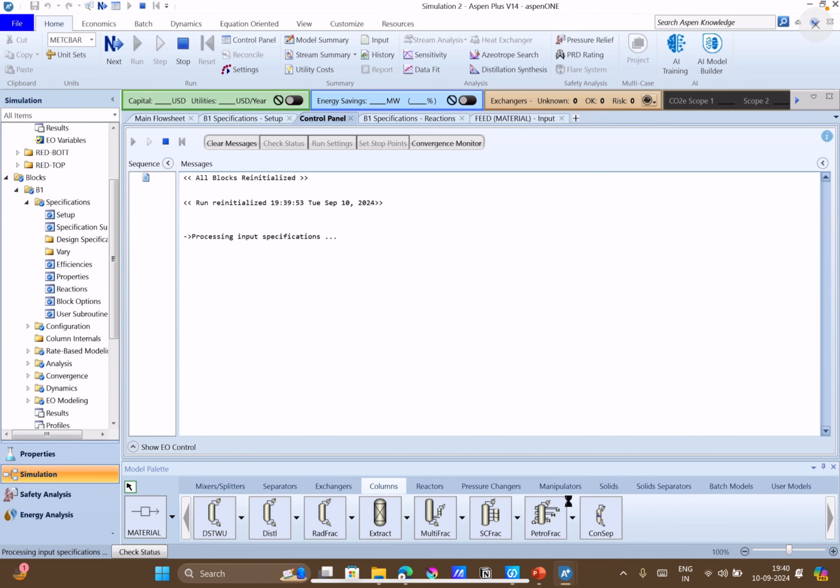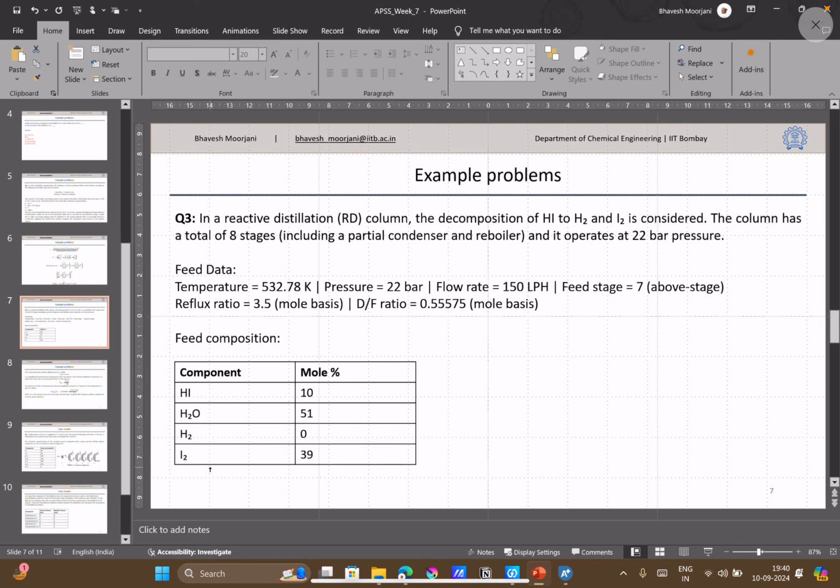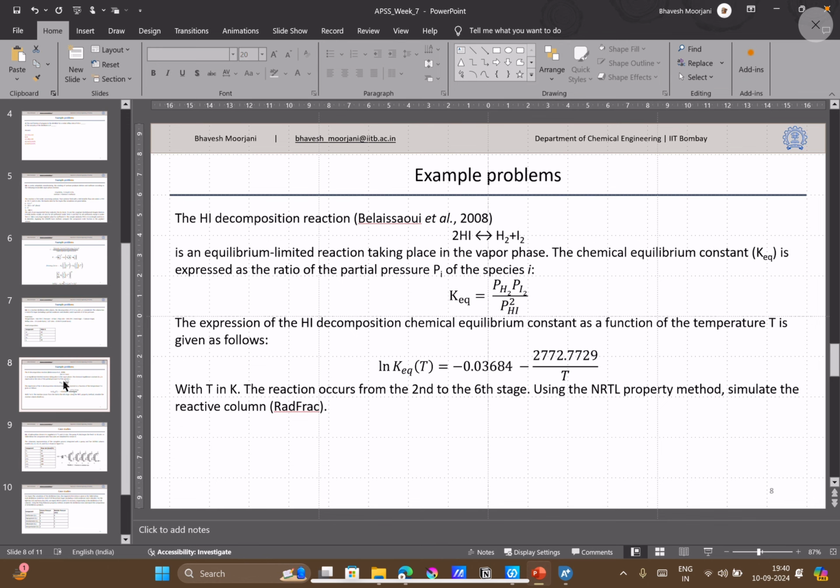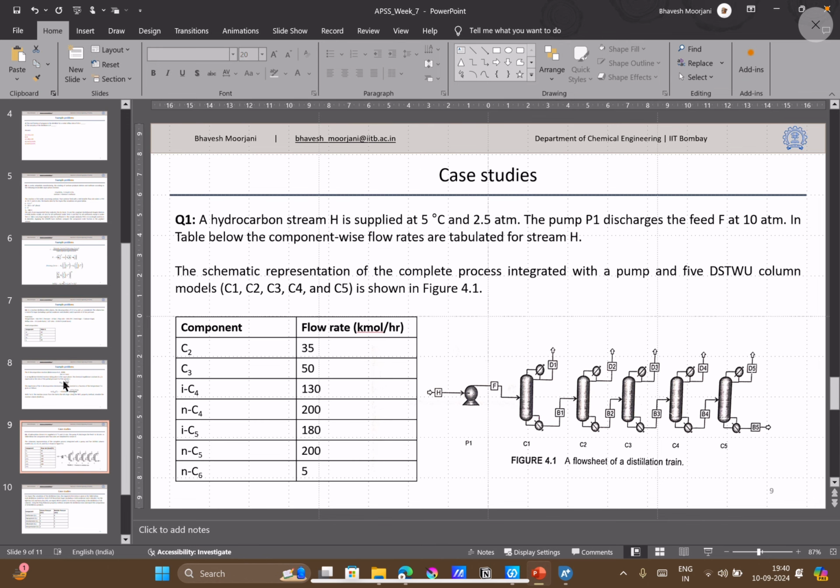Okay, while it's loading, let's go to the final question of today's session, which is a case study on a series of distillation columns together. We have been given a hydrocarbon stream H, coming at 5 degrees centigrade and 2.5 atmosphere, which is pumped via P1, and stream pressure is increased to 10 atmosphere. So from 2.5 to 10 atmosphere the feed is pumped, and then it is fed to the series of distillation columns.